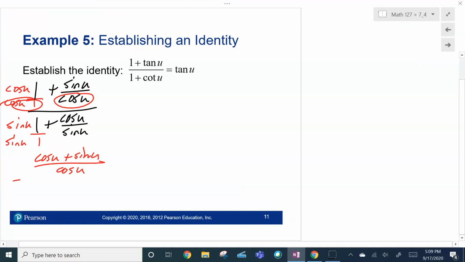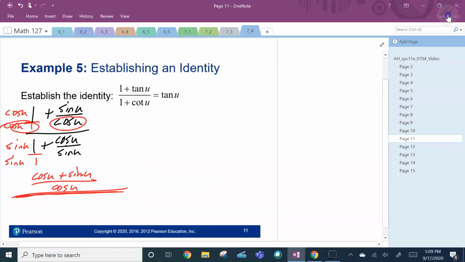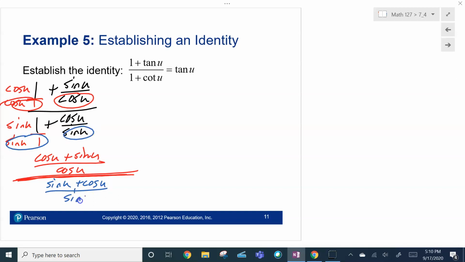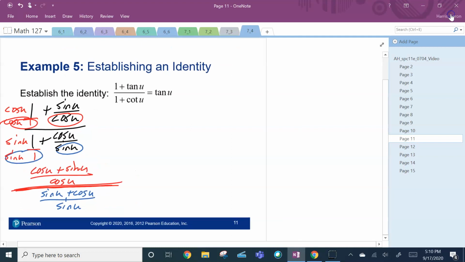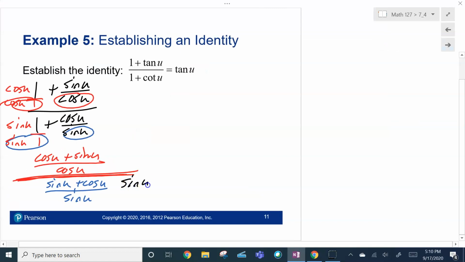All divided by, let me do the bottom here in blue, sine u plus cosine u, all over my common denominator of sine u. Right, so now I've got a quotient divided by another quotient, so I've got this complex fraction. We're going to keep, change, flip. We're going to multiply by the reciprocal of that denominator. So let's multiply by the reciprocal, sine u over sine u plus cosine u.